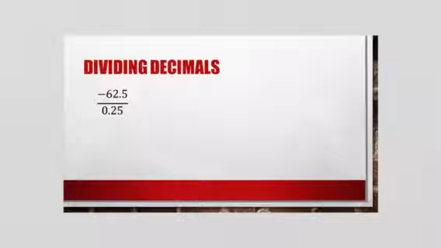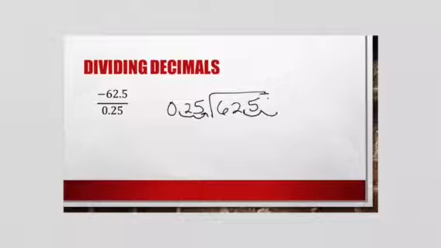Alright, this looks a little messier. We still know we are dividing by 0.25, and we have negative 62.5 on the inside, but let's not write that negative on the inside. That just doesn't look good. It's harder to see. So we'll do 62.5. Now we want to move our decimal over 2 places because it's easier to divide by a whole number. So let's move the decimal over 1, move the decimal over 2.